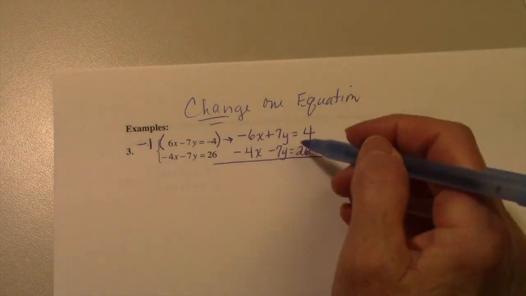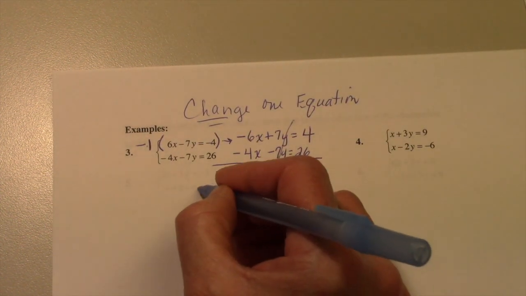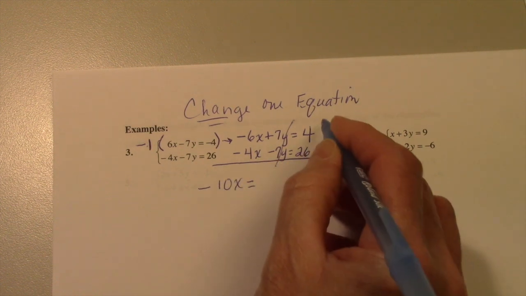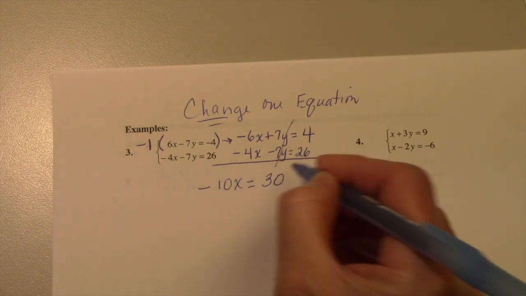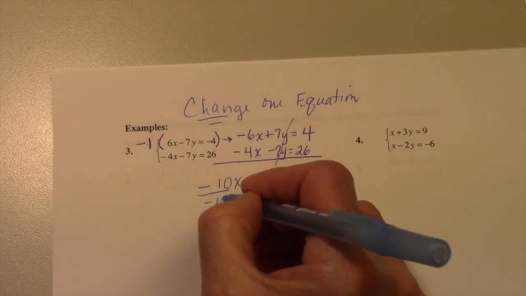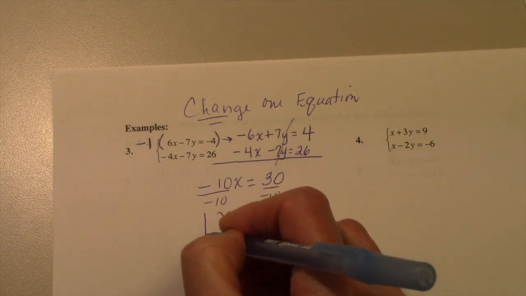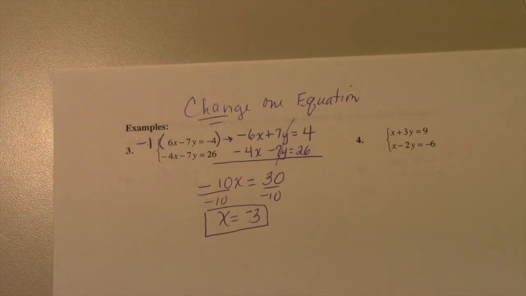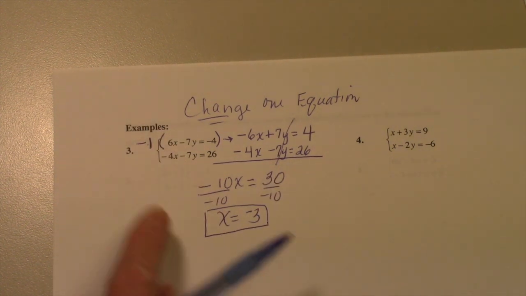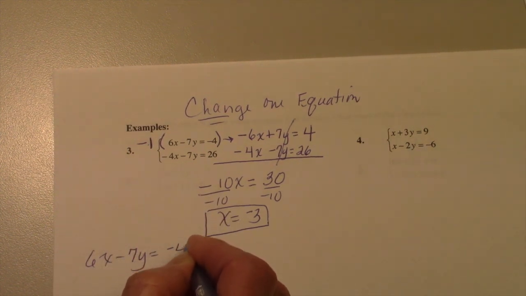Okay? Now this eliminates. They're gone. The y's are gone. This makes -10x equals 30. I add it down, divide by -10, divide by -10, so I get x equals -3. Easy. If I have x is negative 3, pick one equation up there. Go back to the original. I'm going to take the very original. 6x minus 7y equals negative 4.